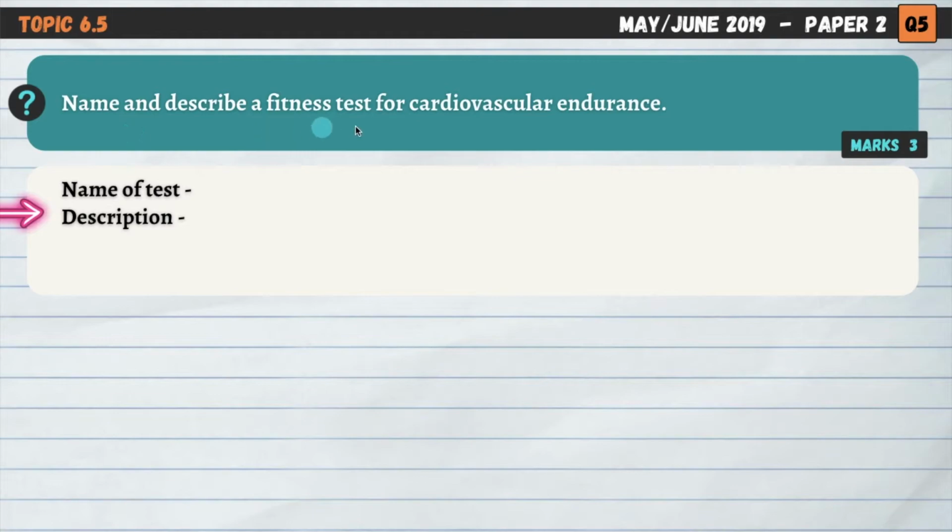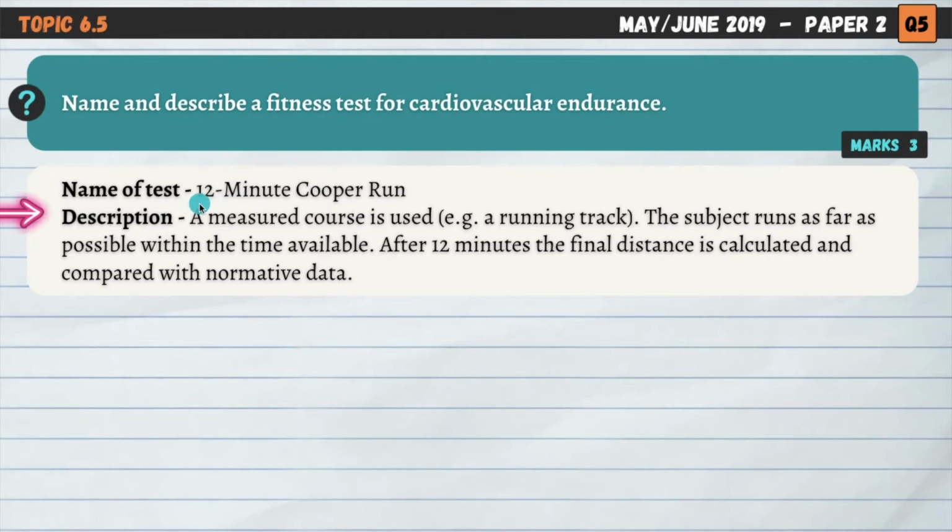Name and describe a fitness test for cardiovascular endurance. Quite a simple question, this one worth 3 marks. It's telling us to name the fitness test for cardiovascular endurance first. We'll get 1 mark for that. And there were 2 options we could have gone for: the multi-stage fitness test or bleep test, or the 12-minute Cooper run. I've gone for the 12-minute Cooper run, so there's my first mark.